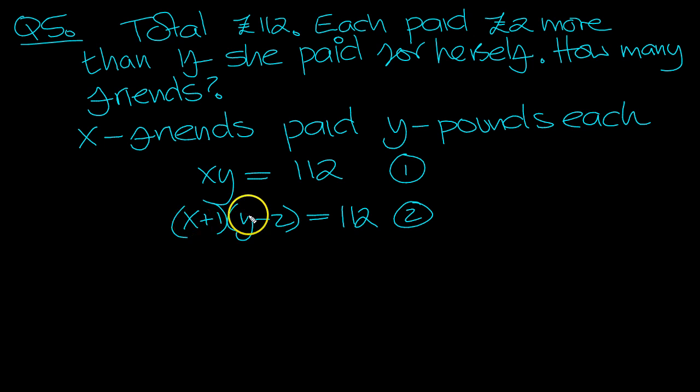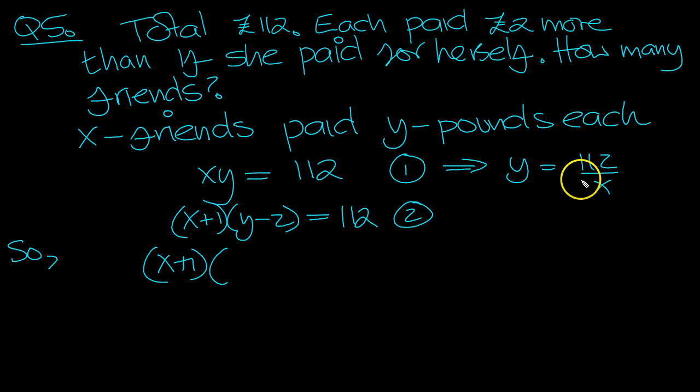So here then, let's expand the bracket. Yes, I think that's the best way to do it, although we could just substitute in first, couldn't we? So this is Y equals 112 over X, because we want to find out how many friends. So we're going to find out X if we do this substitution. So (X plus 1), and then we've got Y, which we can replace by 112 over X, minus 2 equals 112.